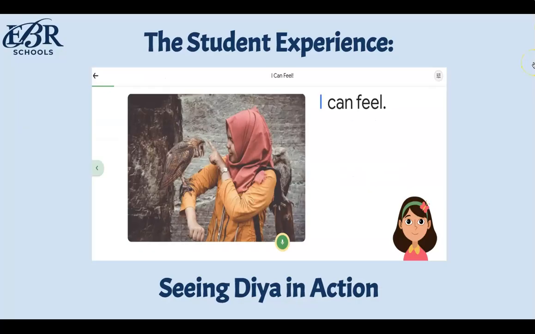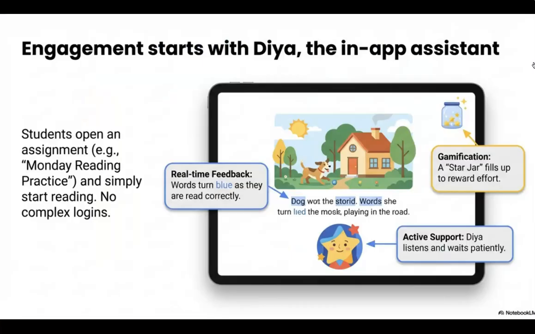To understand why this works, we have to see it through the eyes of the learner. Let's take a look at what the students actually see and hear. This is the student view. It's clean and distraction-free, putting the focus entirely on the text and the reading experience. Engagement is instant. Words turn blue as they read correctly. Dia helps with tough words, and the star jar makes practice feel like a game.